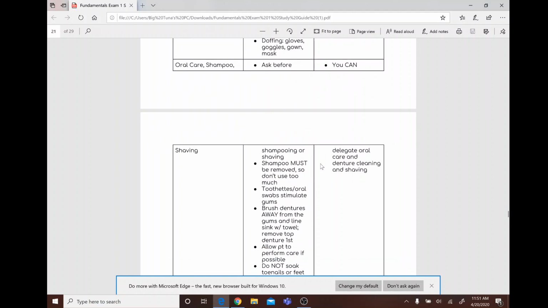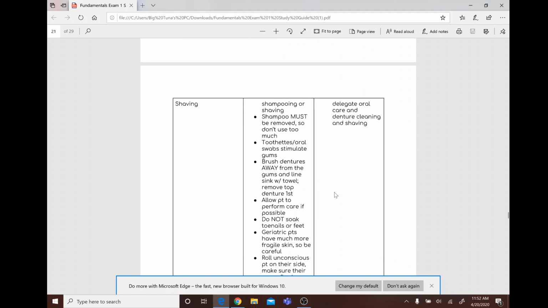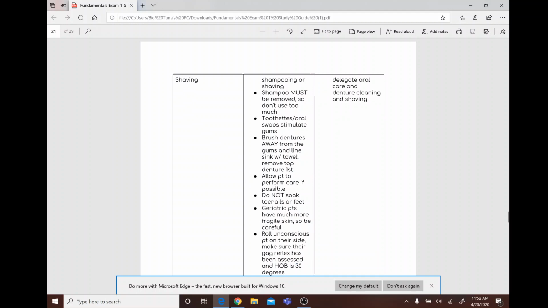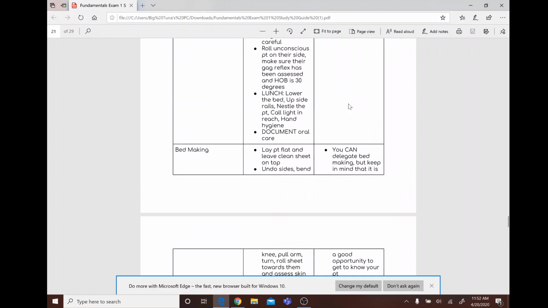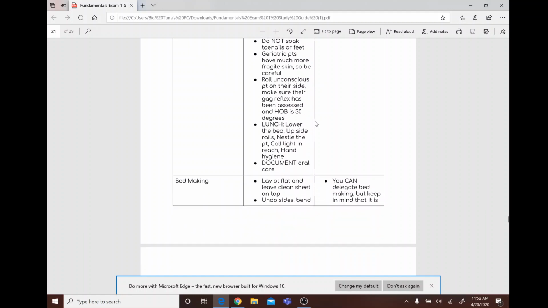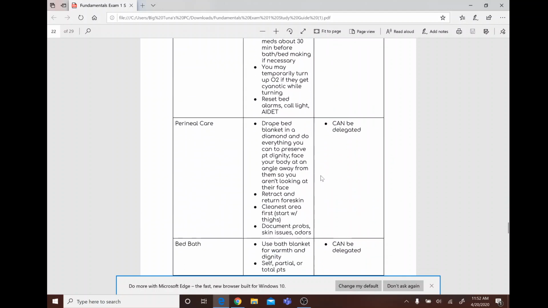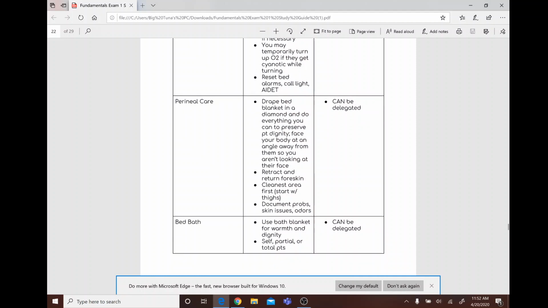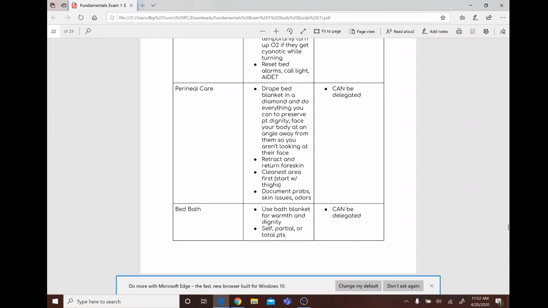All right, how are we going to brush dentures? What's the process? Away from the gums, removing the top denture first. How are we going to preserve dignity when doing perineal care? Drape the bed in a blanket in a diamond shape and do everything you can to preserve patient dignity. Face your body at an angle away from them so you aren't looking at their face. Retract and return foreskin. Clean the area first, start with thighs. It can be delegated.